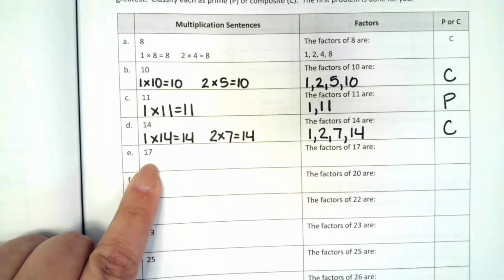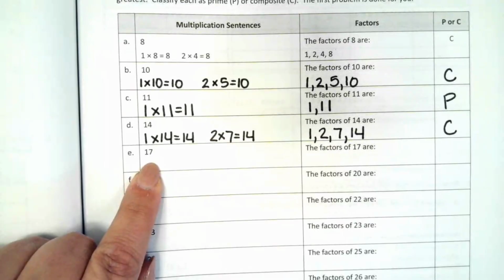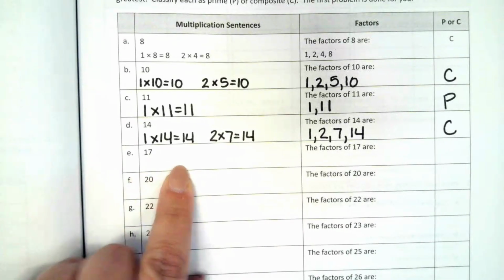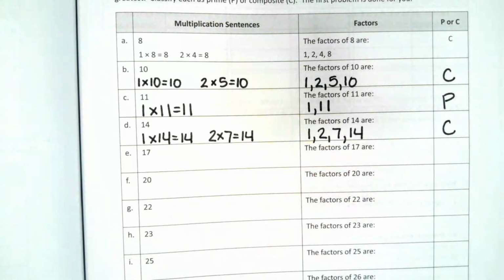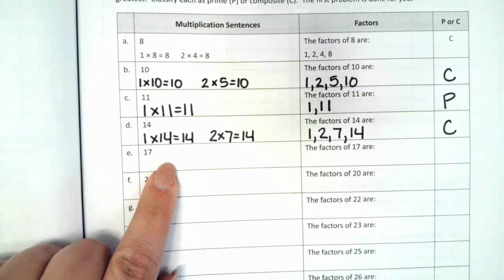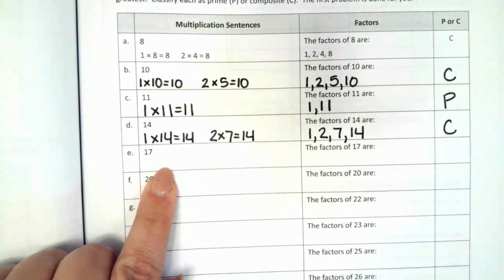The next number is 17. Pause the video and write multiplication sentences that can equal 17. Use those factors that you pick and make a list and decide if it's prime or composite. Pause the video and then press play when you're ready to check your work.